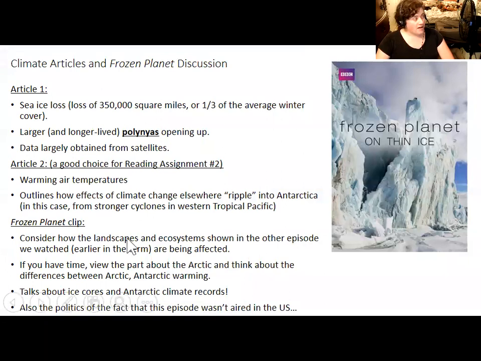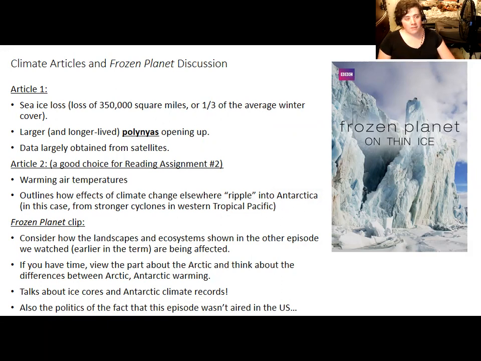Now, the last thing I wanted to talk about is a little bit about the articles and the video clip I assigned you. Article 1 reports on sea ice loss and gives you a sense of how much is actually disappearing. About a third of the average winter cover in the Weddell Sea, as reported in this article, had been lost, which is alarming.